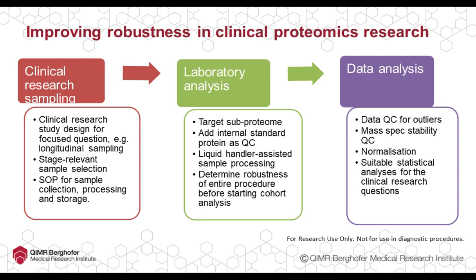And so overall, this slide is summarizing the different steps that one might consider at each of the stages or each part of the workflow during a clinical proteomics research project. In terms of clinical research sampling, design the study for a focused question, and if possible, using longitudinal sampling from the same set of subjects is quite useful, because each subject will provide multiple samples and act as their own control, which takes away some of the biological variability across people. We can consider stage-relevant sample selection if the triangular design is used.